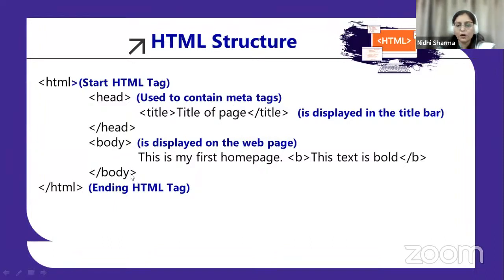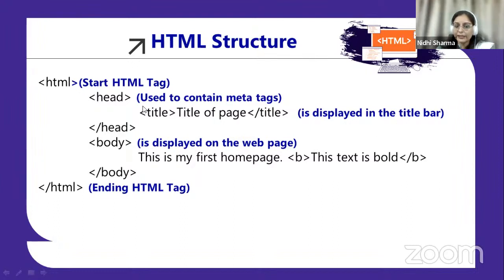Then comes your body. The entire content that we see on a web page, everything is coded here in the body section. What we are using in the head section will not be displayed on the web page, but what we are using in the body section will be displayed on the web page, whether we are using a list, a table, normal text, images, graphics, whatever we are going to use, whether we are going to create hyperlinks, everything will be done in the body tag. It contains everything that is displayed on the web page.